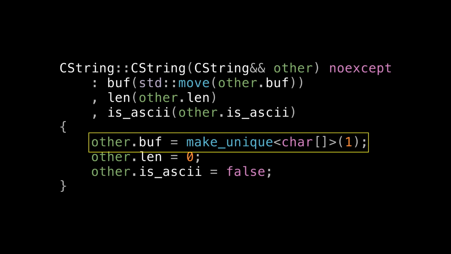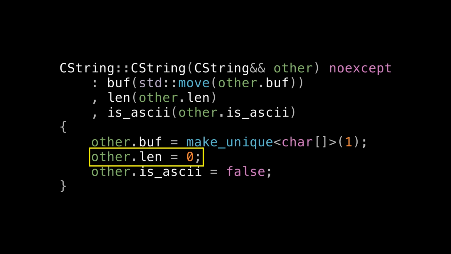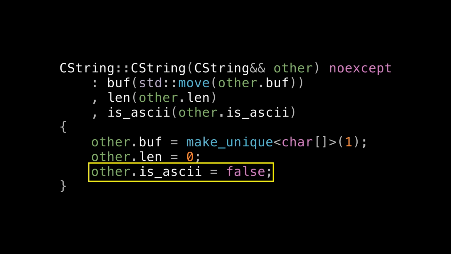So we need to be pointing to a null terminated buffer. I guess we allocate one here, and then we update our other members to correctly describe the empty string we just allocated. By the way, I can't decide if the empty string is ASCII or not. Let me know what you think.